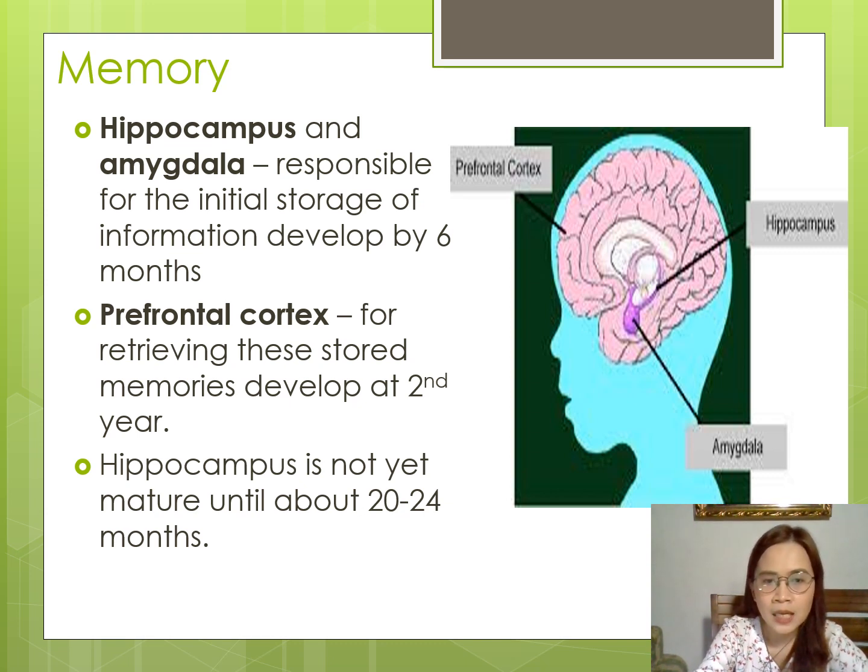And the hippocampus is not yet mature until about 20 to 24 months. See? Kaya yung lahat ng maaalala mo, lahat ng memories from that age, specifically 1, 2, even 3 years old, medyo mahirapan na tayong i-retrieve because the hippocampus is not yet mature. Kumbaga, nade-develop pa lang siya, continuously developing. That's why hindi pa niya kayang ilagay sa long-term memory yung mga memories or events that happened during the infancy period.